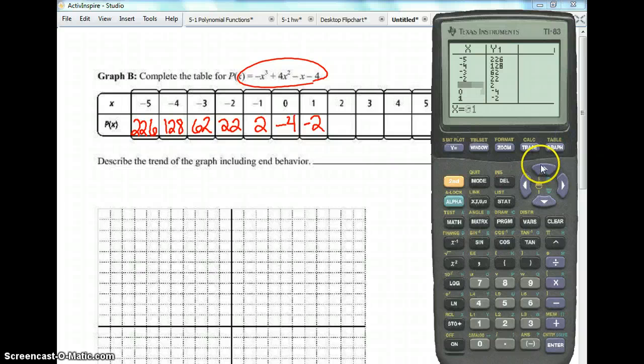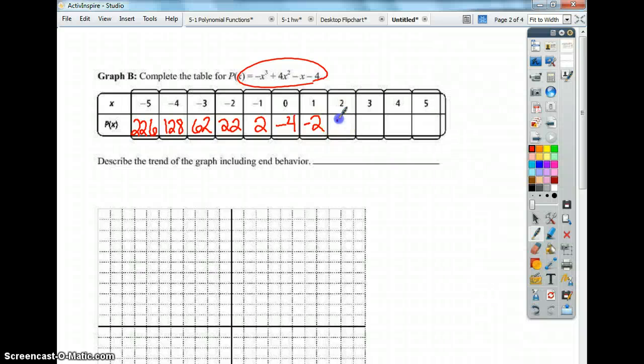So I'm just going to go up and type over the ones that I don't need anymore. I left off at +1, so now I'm going to go up here. I'm going to do 2, 3, 4, and 5. And fill in the remainder of my chart with these values. So I now have my entire XY chart ready to go.